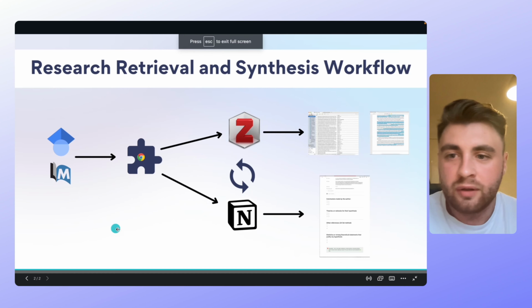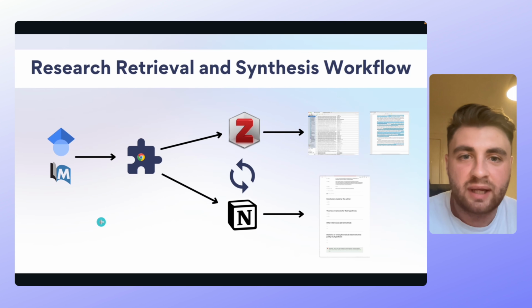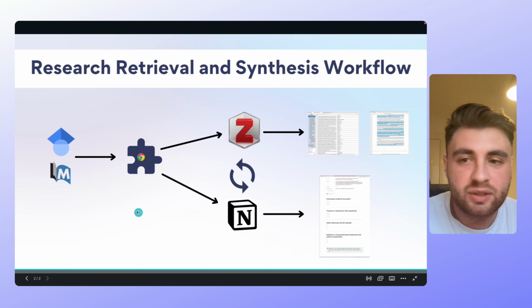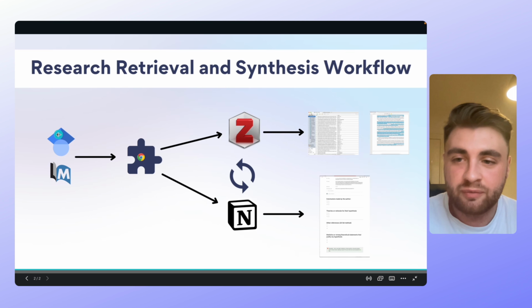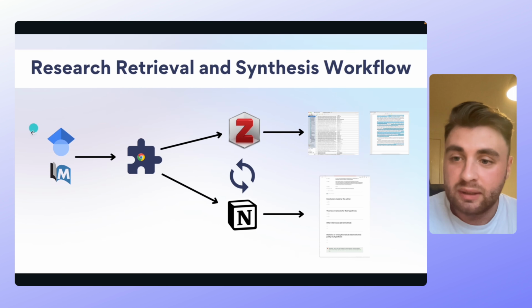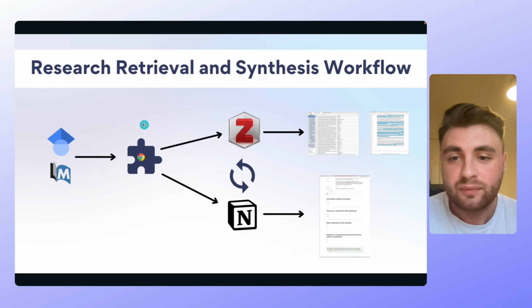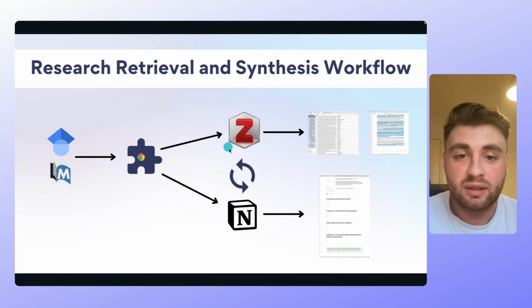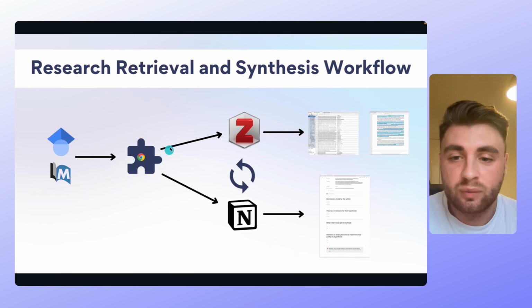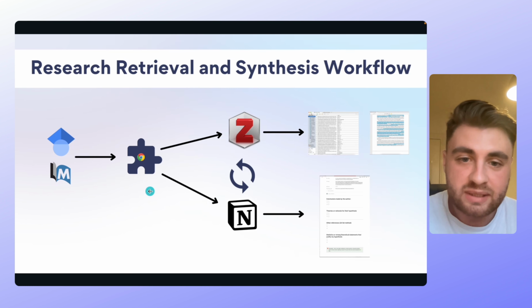This is my workflow for retrieving and synthesizing academic journal articles. And I've got a little preview of the workflow here for you. So it starts off by finding a paper in either Google Scholar or PubMed or whatever database you use, saving it to your reference manager. In this case, I'm using Zotero, which is free and open source. And you can one-click save it using a Chrome extension.